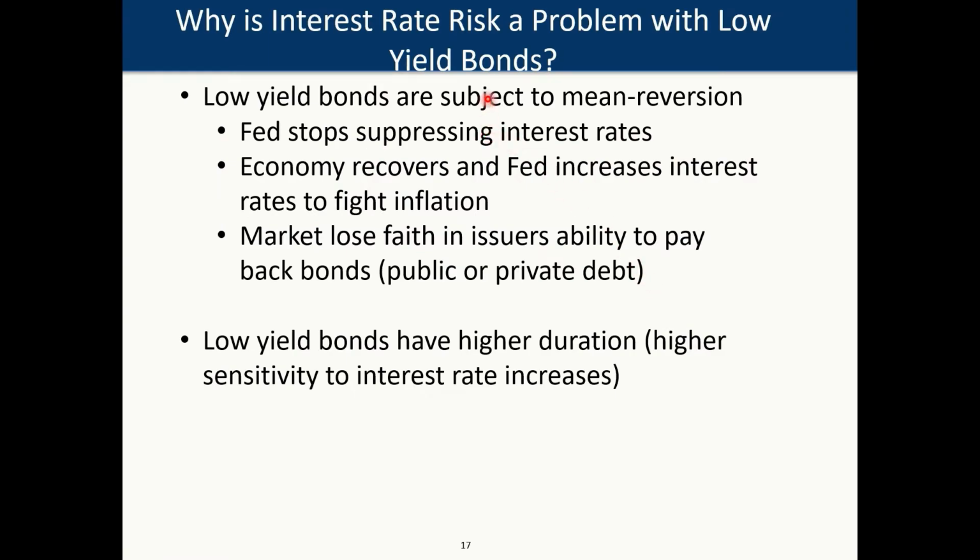So why is interest rate risk a problem with low yield bonds? Well, low yield bonds are subject to mean reversion. In other words, if they're low yield now relative to the historic mean, which is higher, then over time they will revert to those long-term interest rates. That could happen if the Fed stops suppressing interest rates as they are in today's environment, the economy fully recovers and gets on a less volatile path, and if the Fed increases interest rates to fight off inflation, again, you're posed with this problem.